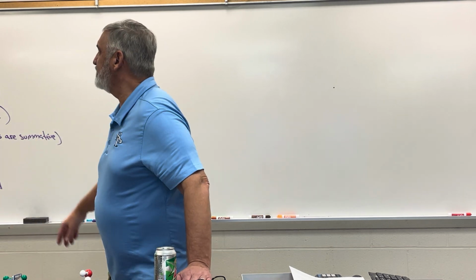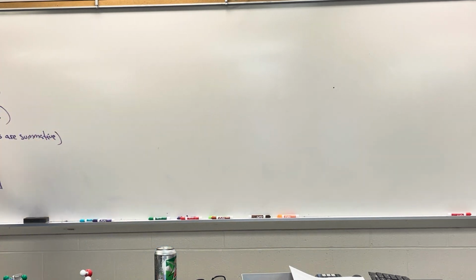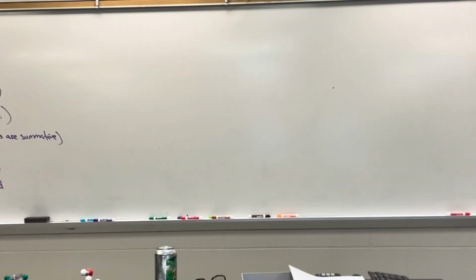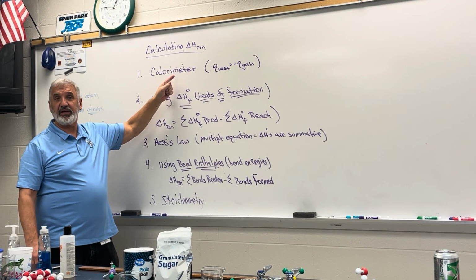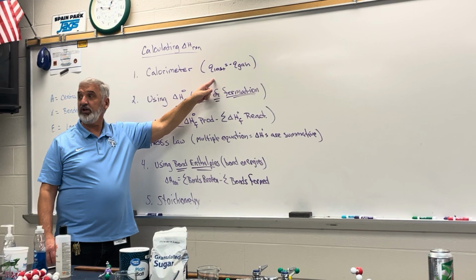The 5 problems are going to be these types of problems. These are going to be your key words. When we have a calorimeter, we're going to look at a calorimeter problem. Whenever you see the word calorimeter, you're going to use Q loss equals negative Q gain.